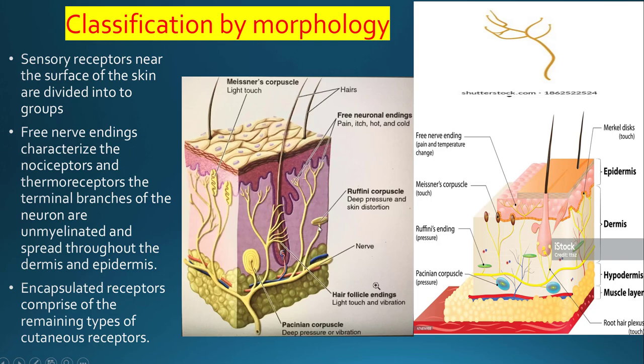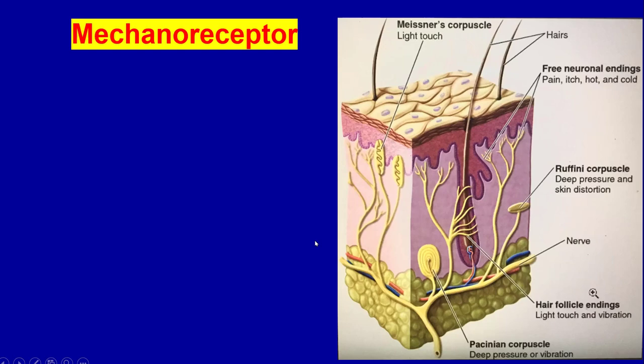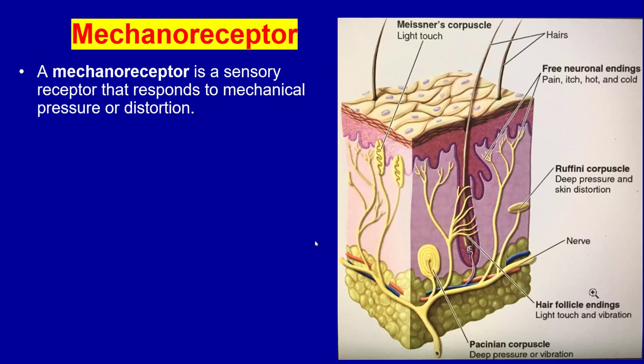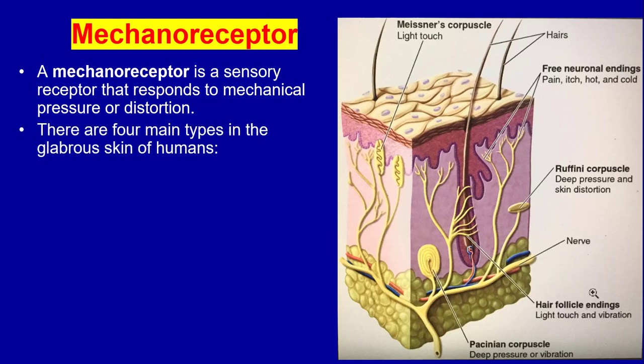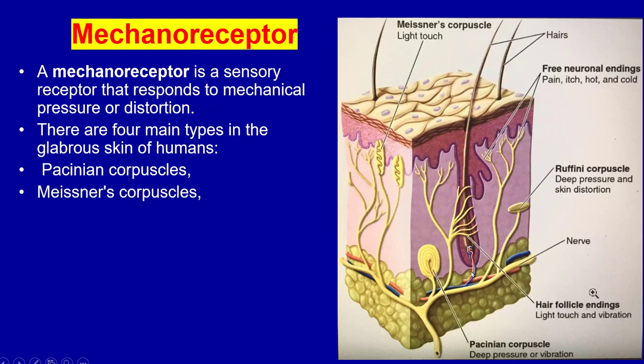The rest of the receptors which are present in the skin are encapsulated. Mechanoreceptor. A mechanoreceptor is a sensory receptor that responds to mechanical pressure or distortion. There are four main types in the glabrous skin, or hairless skin, of humans: Pacinian corpuscle, Meissner corpuscle, Merkel disc, and Ruffini corpuscle.